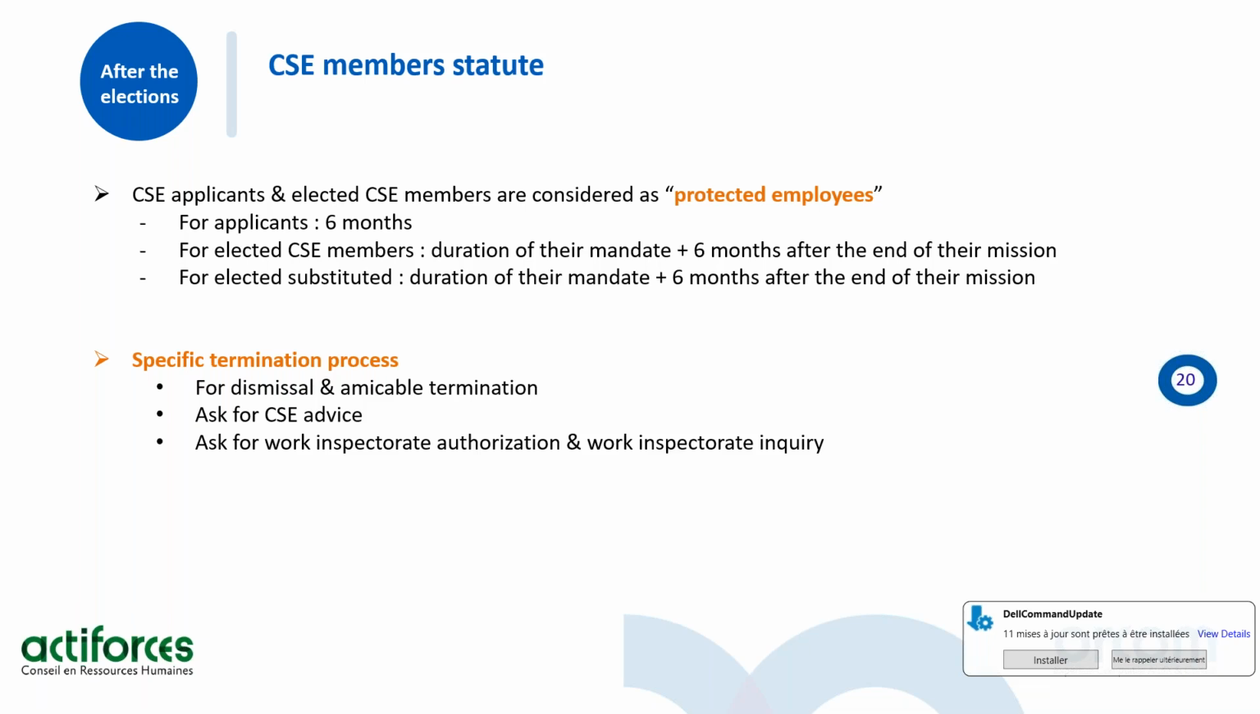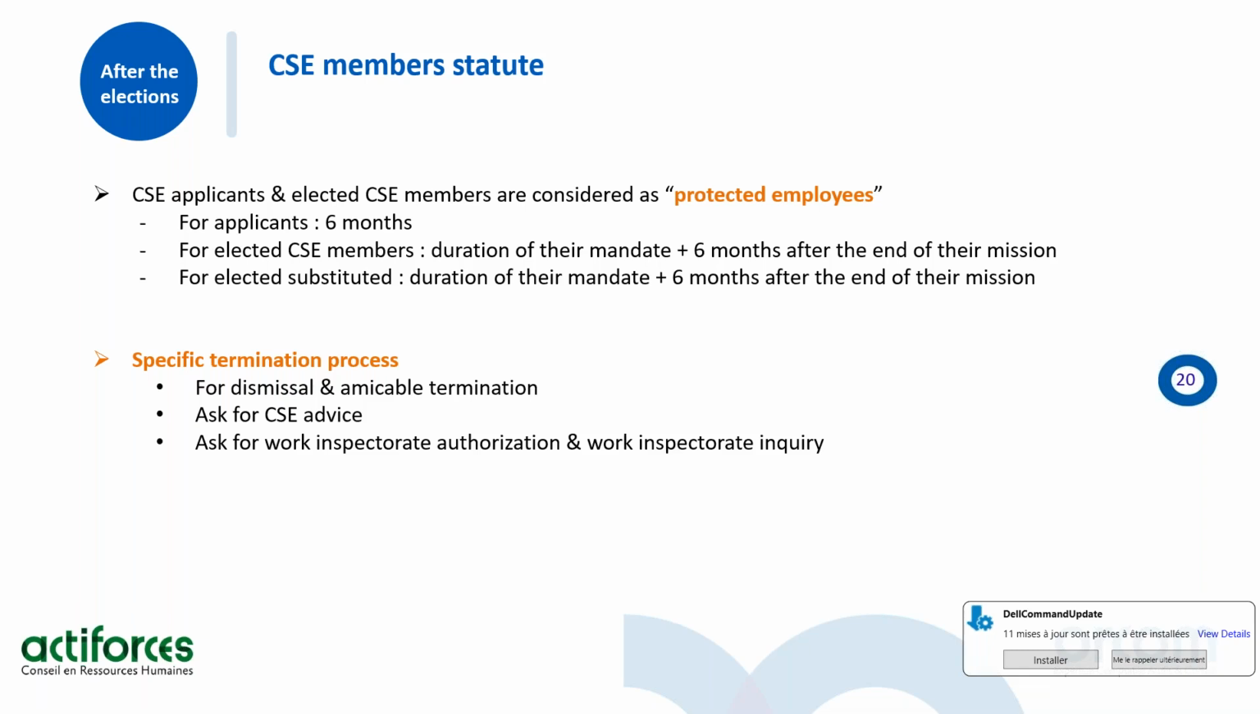So, for example, for dismissal and amicable termination, you need to have your standard process, but also you need to ask for the CSE's advice. And also, and this is very important, you need to have the work inspectorate authorization. And the work inspectorate will also lead an investigation or an inquiry regarding the dismissal.